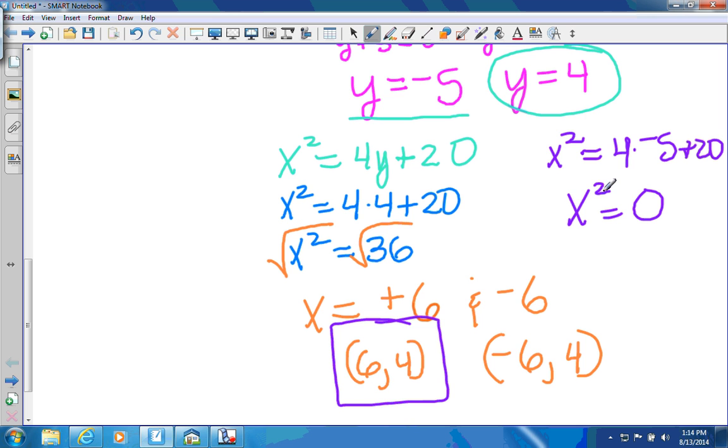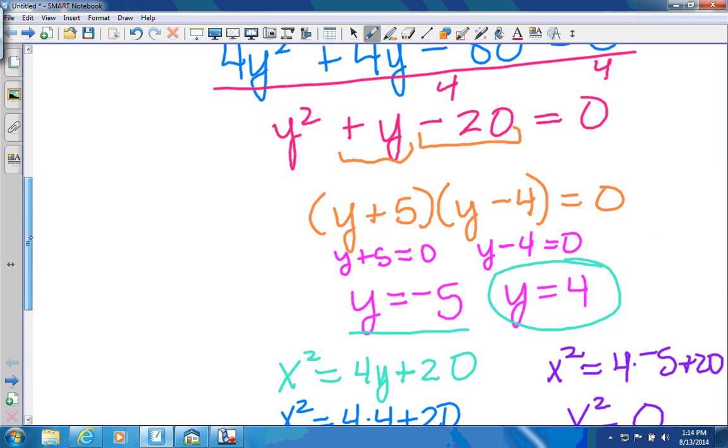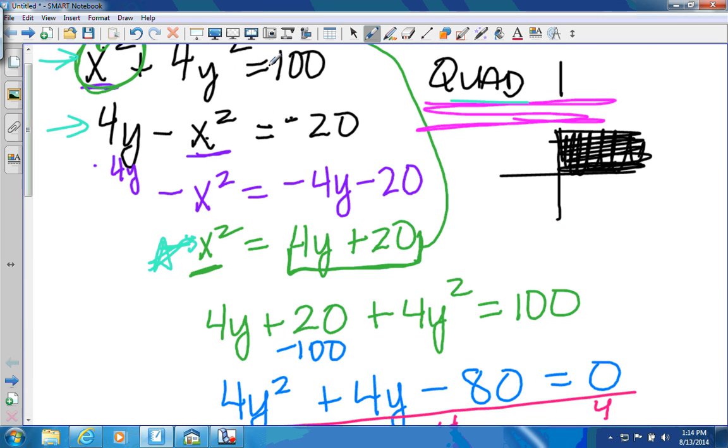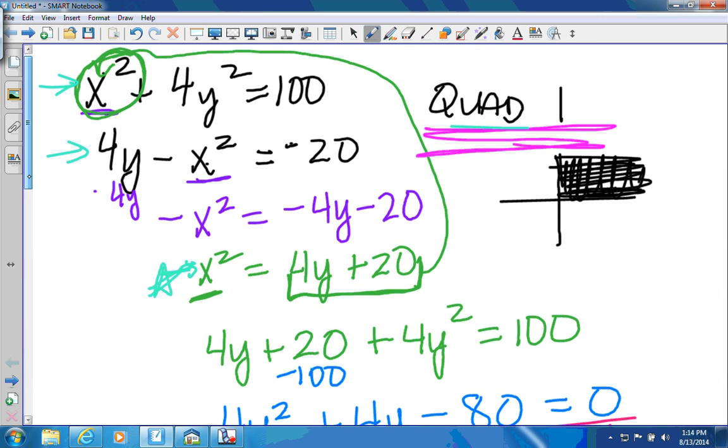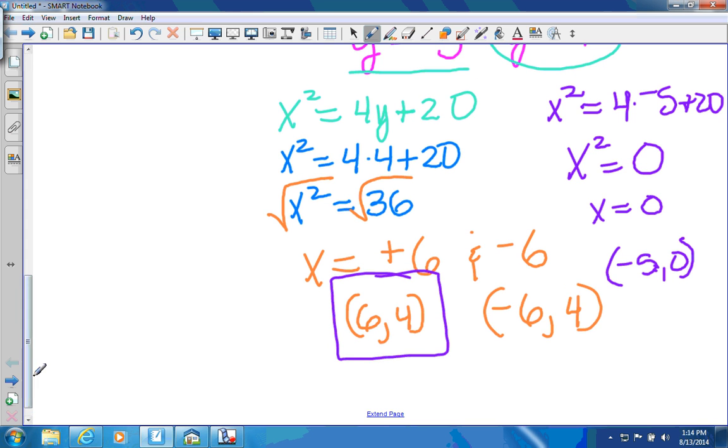And when you take the square root of that, you would get x equals 0. So then the only other coordinate is negative 5, 0. And so this particular set of equations has 3 solutions. 1, 2, 3.